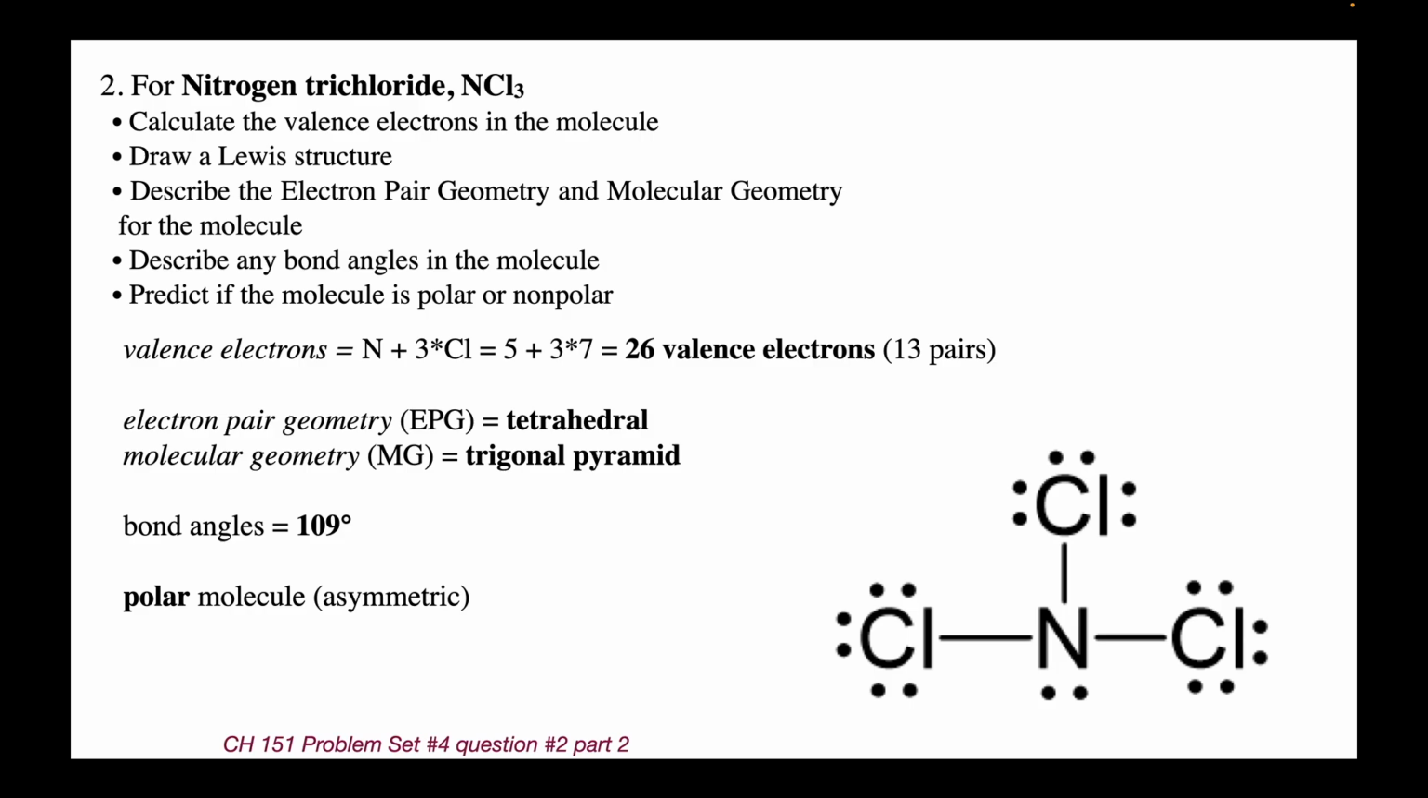But because one of the clouds is a lone pair, it has a different molecular geometry name. It's called trigonal pyramid. The bond angles, though, are about 109, and because the lone pair breaks the symmetry of the molecule, that makes this a polar molecule. It's no longer a nonpolar one like CH4, but it does have some polarity.